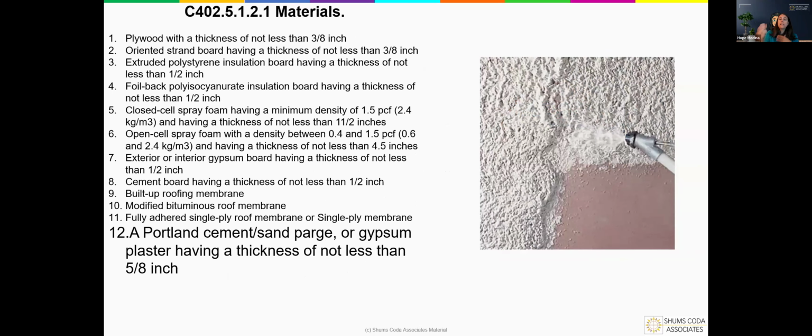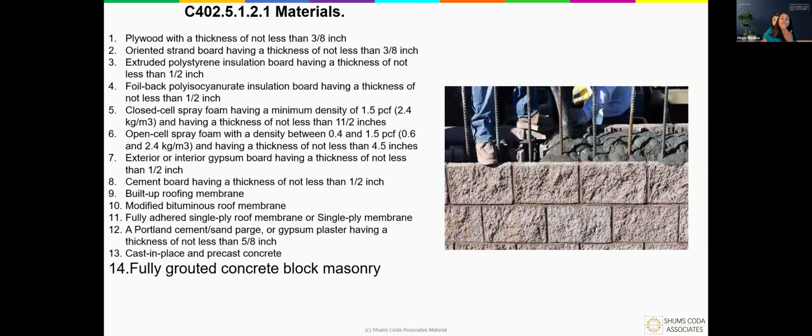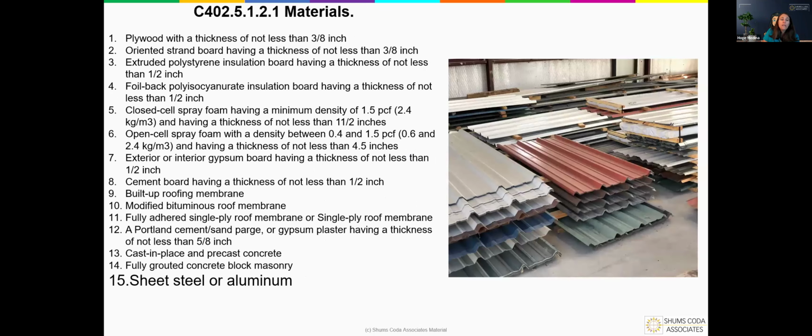Portland cement sand plaster, gypsum plaster as long as it's 5/8 of an inch, cast in place and precast concrete. So those precast buildings are considered to also contain an air barrier. Fully grouted concrete block masonry, sheet steel, or aluminum.